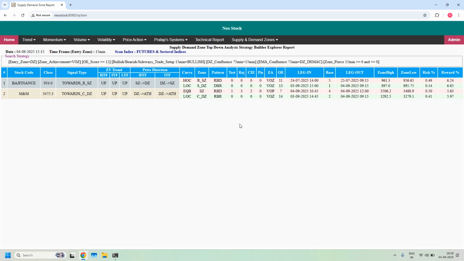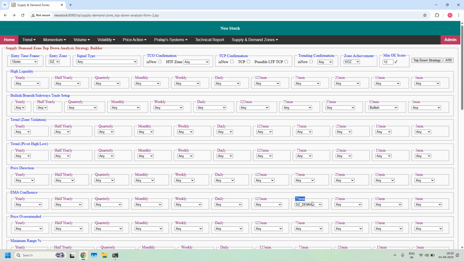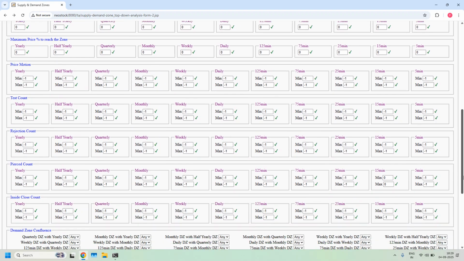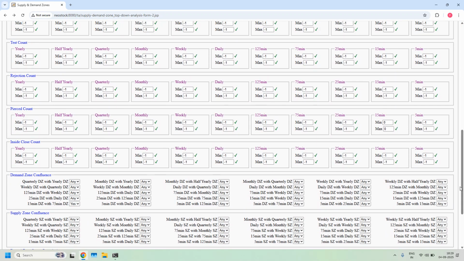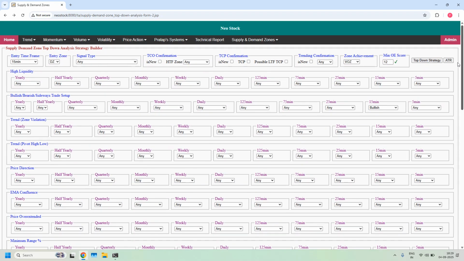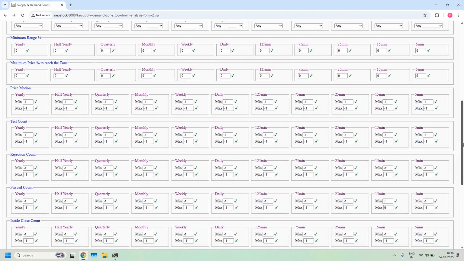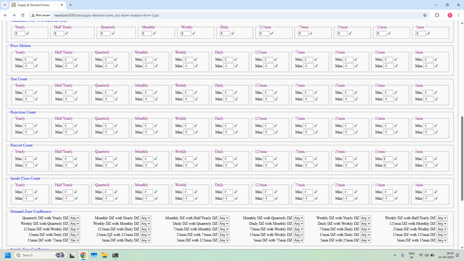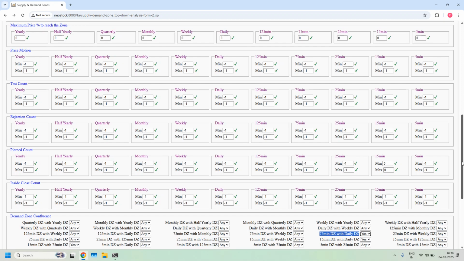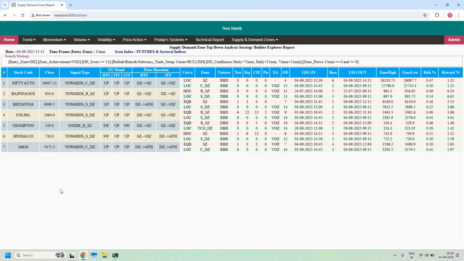Okay, next LTF, ITF, HTF zone confluence supported stocks, removing EMA filter. Sorry, this is a bullish trade setup. So in the demand zone confluence, I have to set 3 filters. First one is already enabled, 15 minutes and 75 minutes. Next, 15 minutes and daily, 75 minutes and daily demand zone confluence. With all the 3 filters, we got 7 stocks.